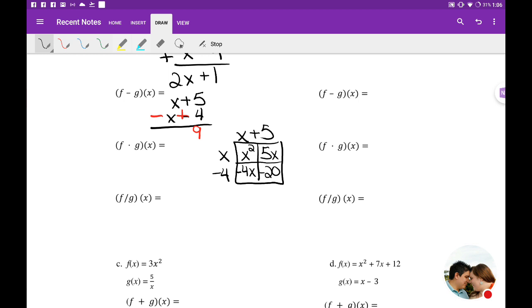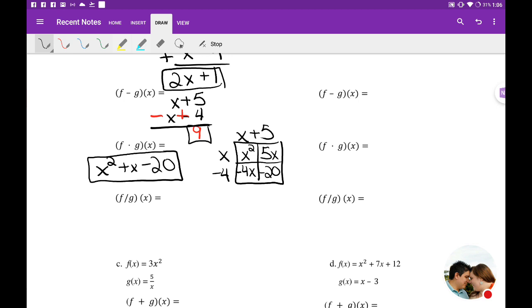Now we're going to combine our like terms. So the answer that goes onto the blank would be just x squared, negative 4x plus 5x gives me 1x, and then negative 20. That's the answer that actually gets written onto your blank. Just as before, 2x plus 1 would be written on the blank, and 9 would be written on the blank.